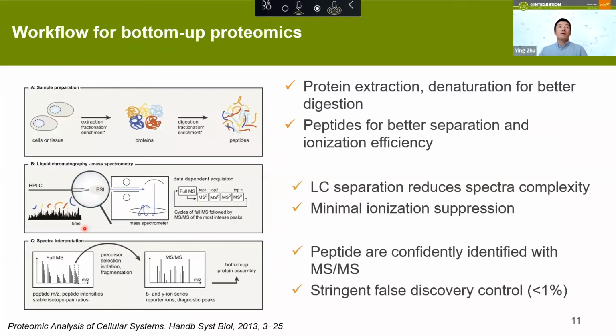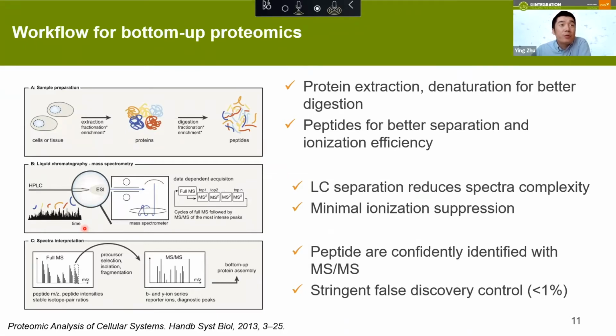If we look at the workflow of current bottom-up proteomics, you usually have 3 major steps. The first step, we get the cell or tissue. We need to lyse the cell to release the protein into the solution. Then we do multi-step denaturation and alkylation, and finally digest the protein into small peptides. The reason we need to digest them is that peptides are well separated, have better ionization efficiency, and are easy to identify by MSMS.